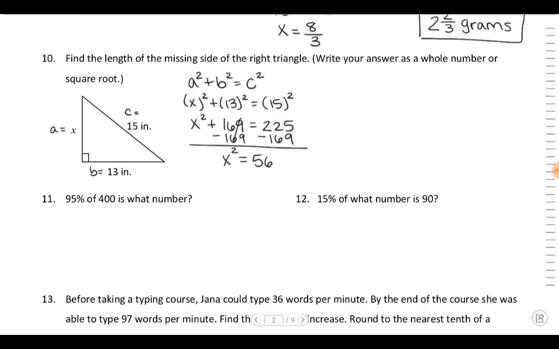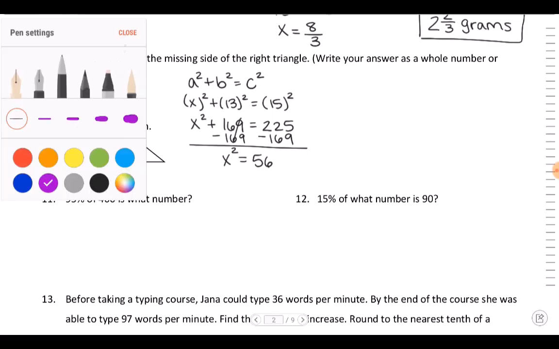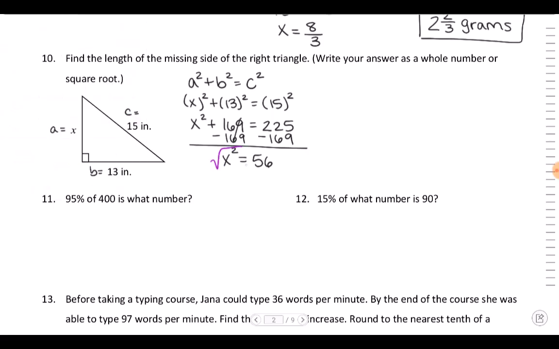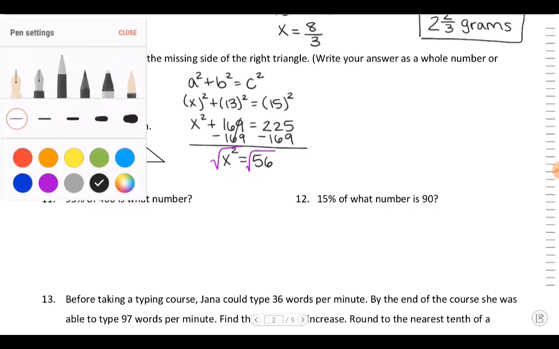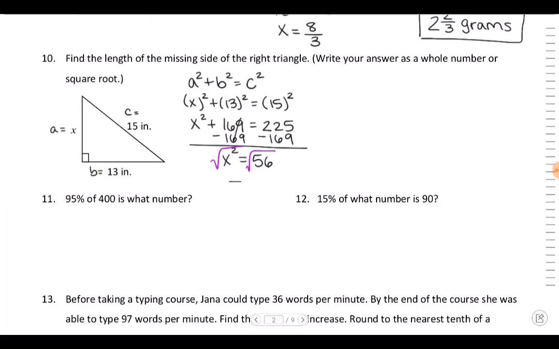So what we do is we take the square root of both sides, because that square root and the square will cancel each other out. They undo each other, just like addition and subtraction and multiplication and division. So square root and square will undo each other, which will leave you with just an x. And we're only concerned about the positive square root here because this is the length of the side of a triangle. It can't be a negative value. Although there are 2 answers here for x, we are only going to be working with the positive one.